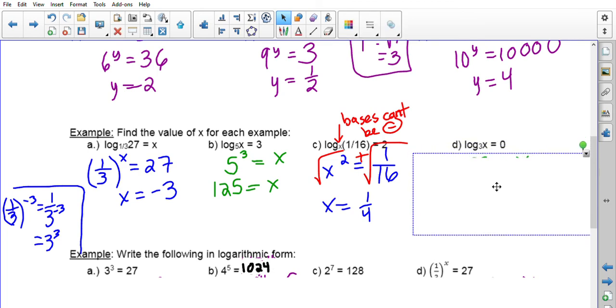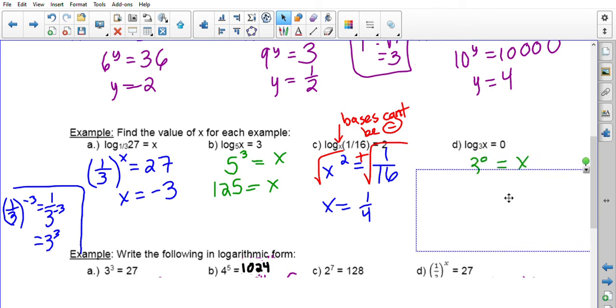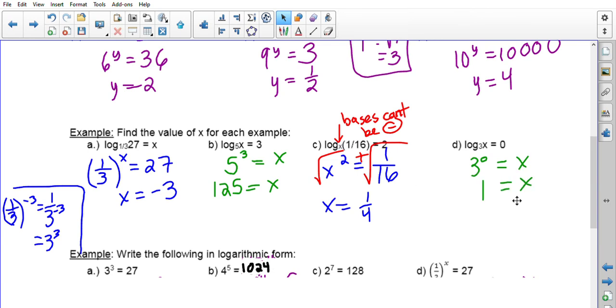And lastly, here we've got 3 to the 0. If we were to rearrange this, it would be 3 to the 0 equals x. And we know in math that any base other than 0 raised to the 0 always equals 1. So here x equals 1.